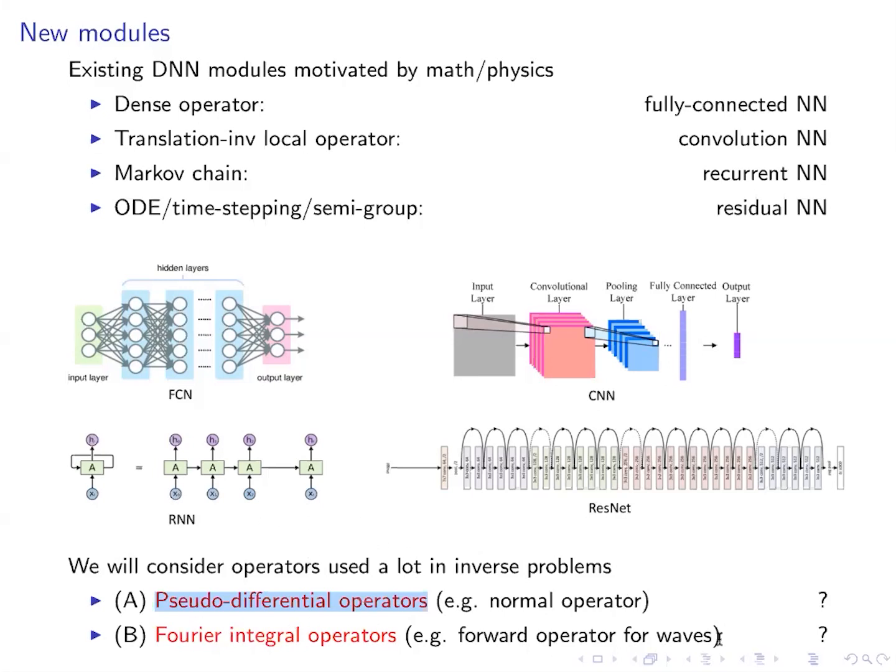So the natural question is, given these two commonly appearing operators in inverse problems, what would be the neural network architecture associated with these operators? Because if we can build a neural network architecture for these operators, and then we can train them, we will at least be halfway done for inverse problems, right? Because we have the right building blocks.